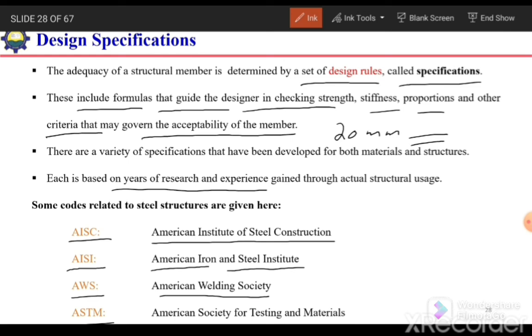If you construct a structure or design a structure based on the available design specifications, then no one will be able to question your design. In case a structure fails, the investigation will start and they will check whether your design is as per design specifications or not. If your design is as per specifications, then you will not be questioned.